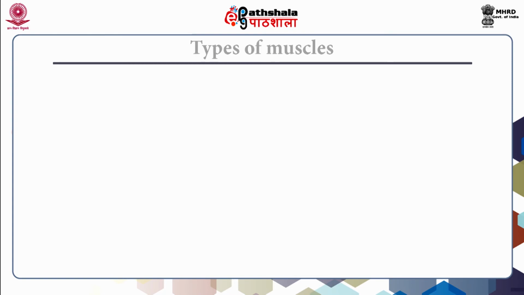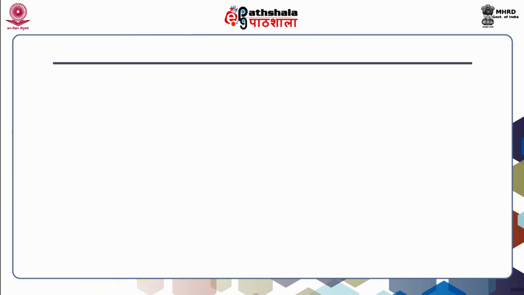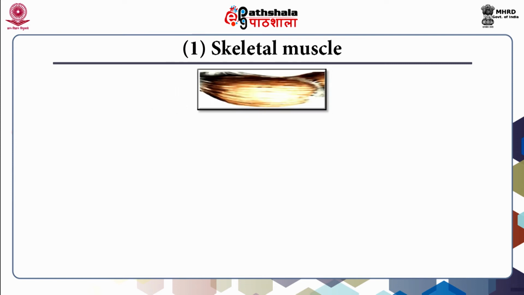Let us see the different types of muscle. There are broadly three types of muscle. Those are skeletal muscle, smooth muscle and cardiac muscle. Let us see what is skeletal muscle.